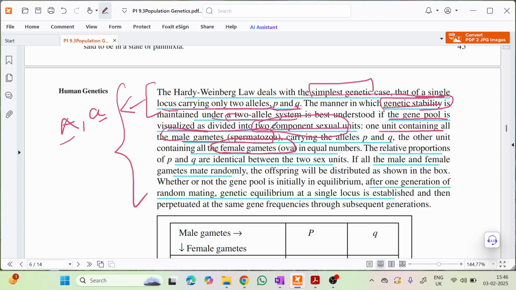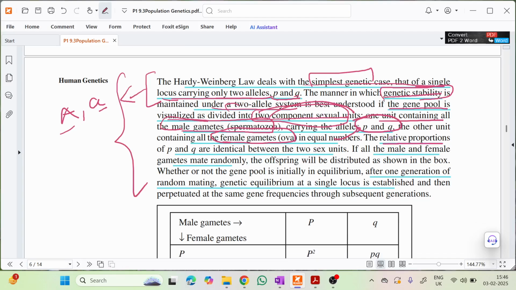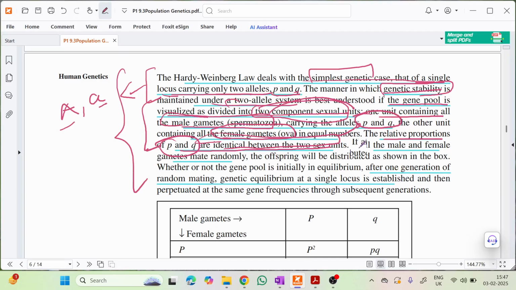So the first unit, it will have the male gametes with frequencies of allele P and Q, and female gametes भी हैं, उनकी frequency भी similar होगी. Then the relative proportions of P and Q are identical between two sex units. ये total जो यहाँ पे tough language है उसका simple ये कहा है कि P and Q जो alleles हैं उनकी frequency दोनों के अंदर similar होगी, जो आपको बताया similar genetic makeup.